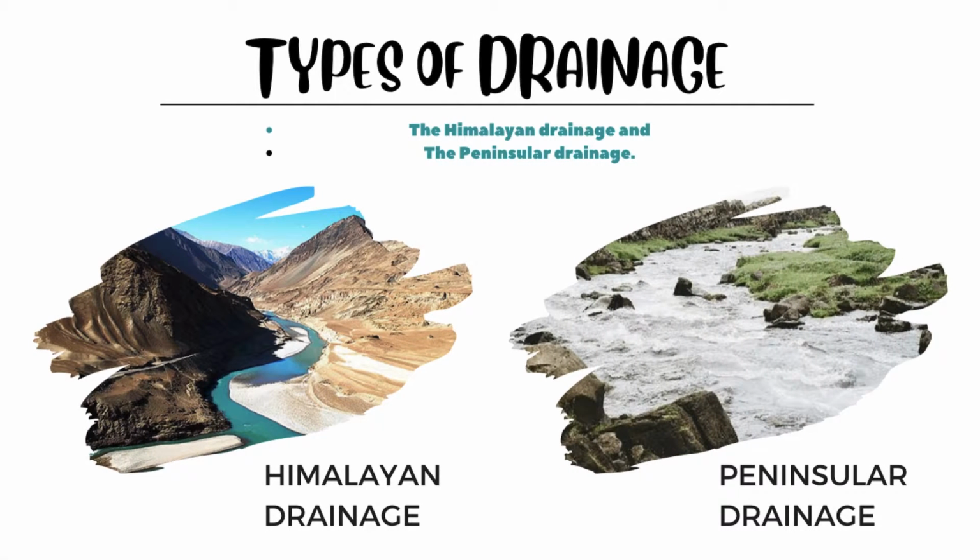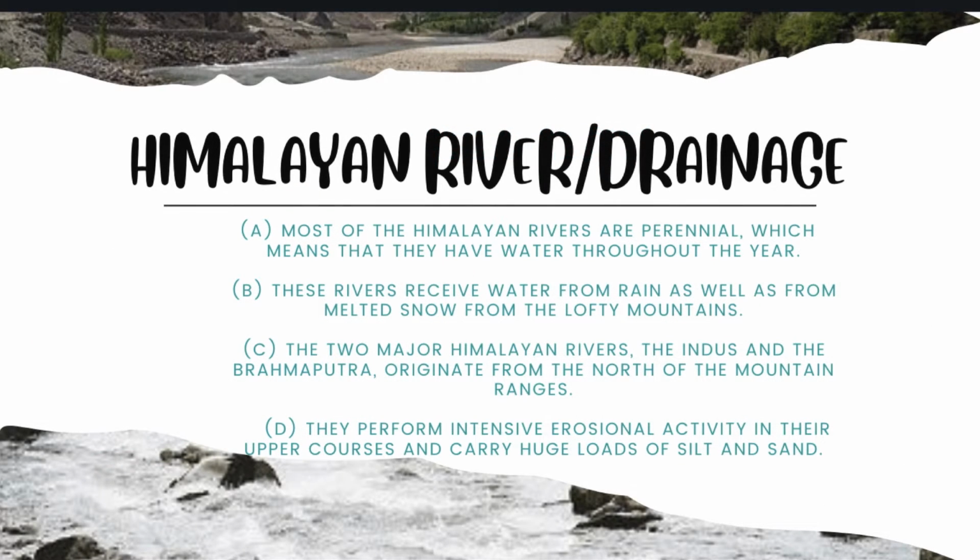Now we are talking about the different types of drainage. The two different types of drainage are, first, Himalayan drainage and, second, peninsular drainage. If you are a class 9 or class 11 student, the question could be of 3 marks: what is the difference between Himalayan and peninsular drainage? First we are going to discuss the Himalayan river system.